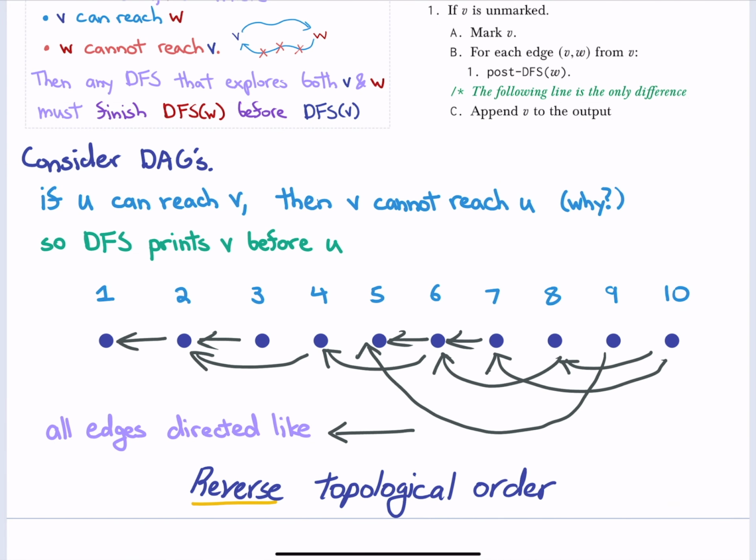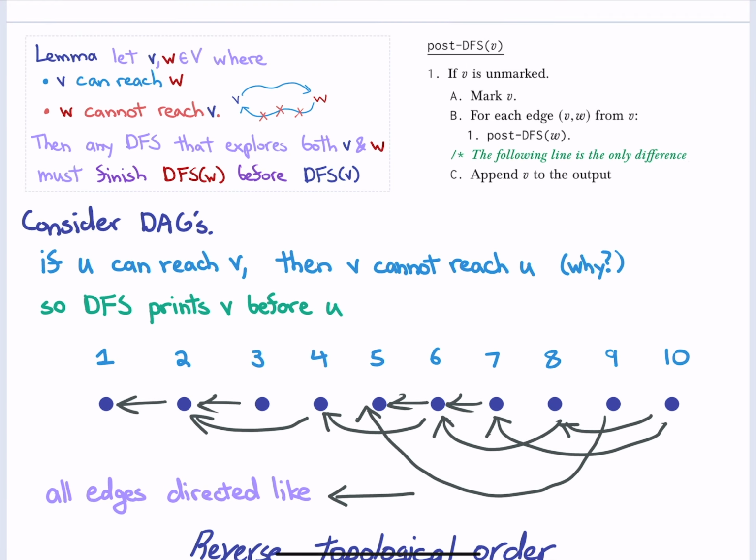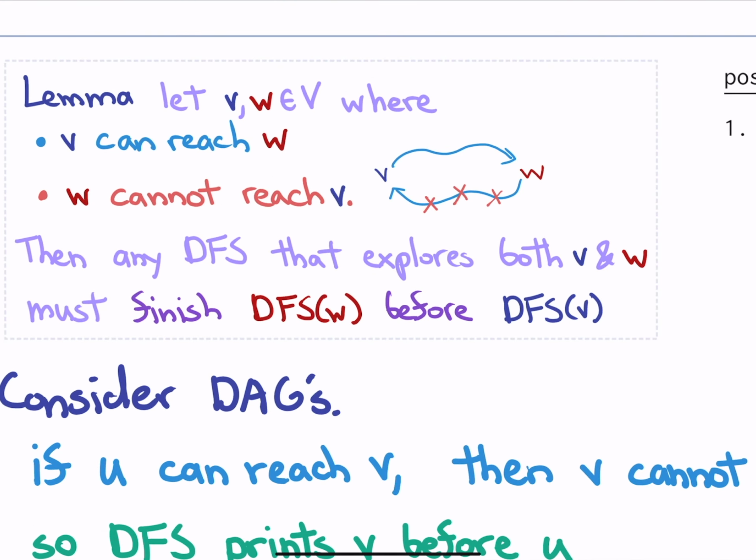If we're looking at a DAG, so the graph has no cycles, then from looking carefully at what DFS does, if I can go from point A to point B but not vice versa, which is always the case in a DAG, then depth first search will always finish B before it finishes A. So if I'm printing out the names of these vertices as I finish, B will always get printed before A.